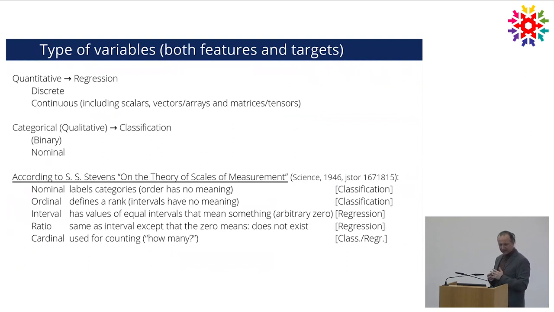And then you would have the cardinal kind of variables, where you just say how many of something you would have. And nicely, here would be the only one that you could do either a classification or a regression, because you could do a regression when you predict the value, but then you say okay, only the integer part is meaningful. But you could also have a classification in which you just learn each number as a class.